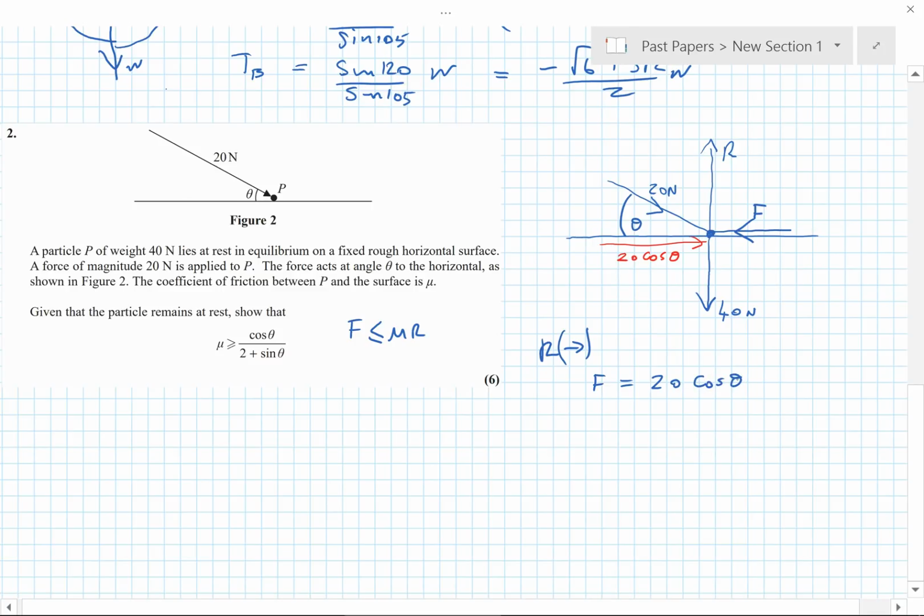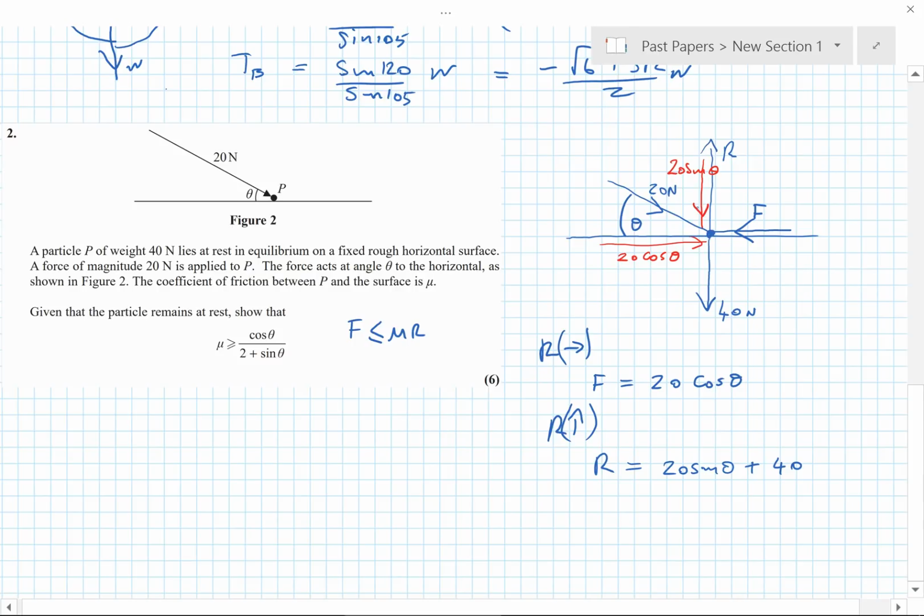Okay, so that's the horizontal component. Looking at the vertical, we've got R going upwards and we've got 40 going downwards, but we've also got the component of this 20 Newton force. And that component there, because it's away from this marked angle here, is 20 sine theta. So we have R going upwards equals 20 sine theta plus 40 going downwards. Okay, so those are our two resolving equations.